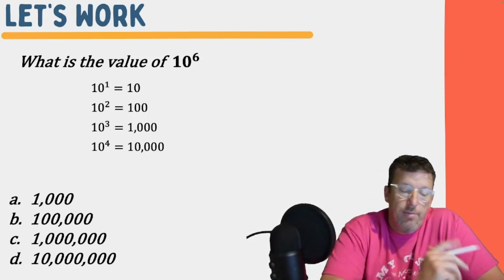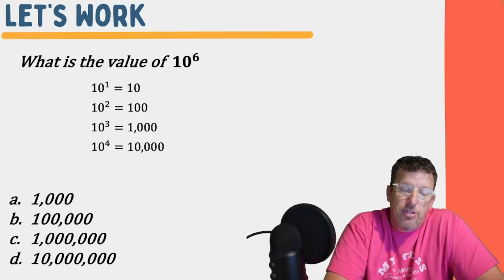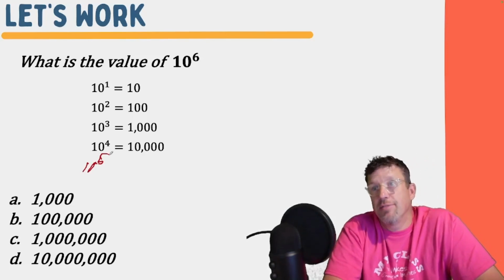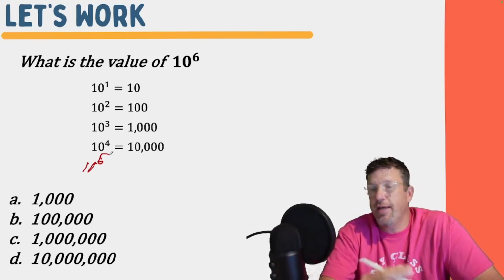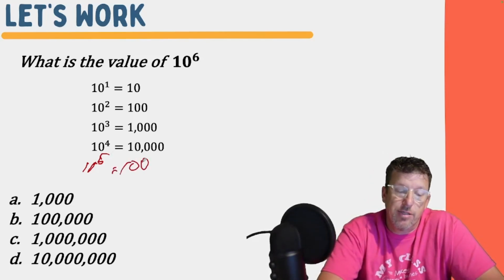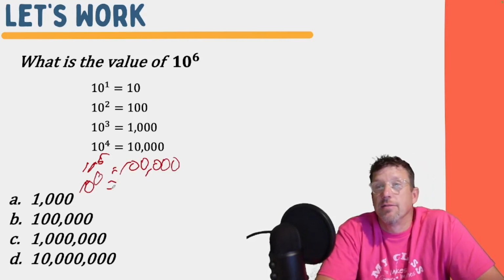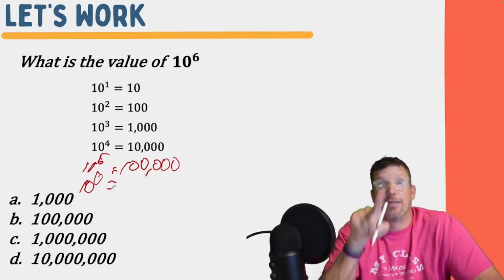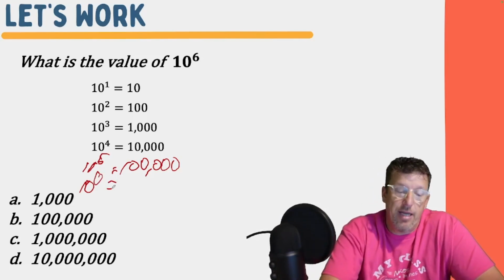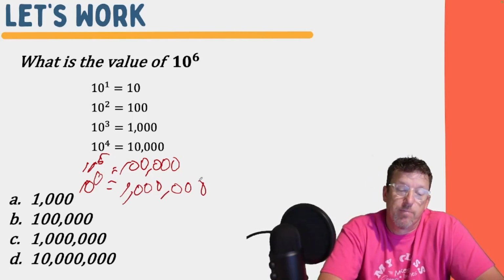Okay, well, if you haven't picked up on some of the patterns, you could just say, well, 10 to the 5th is 10 times 10 times 10 times 10 times 10, and you multiply that out, and you're going to figure that out to be 100,000. And then 10 to the 6th will be 10 times 10 times 10 times 10 times 10 times 10. So 6 tens, multiply them together, and you're going to get 1 million.